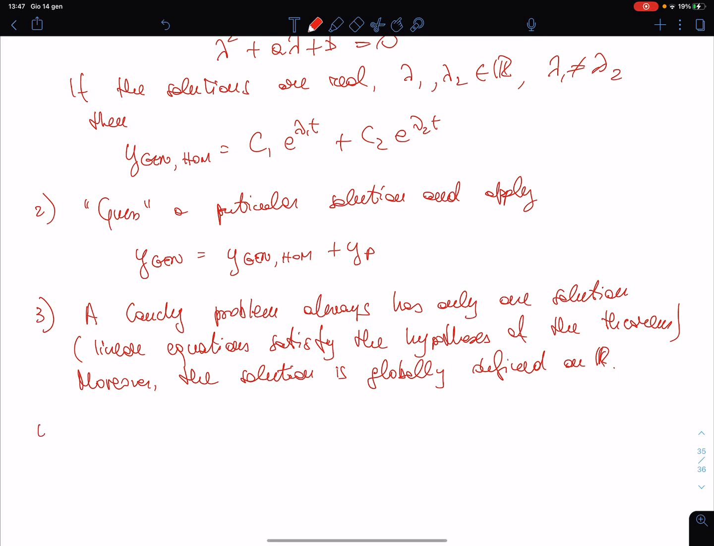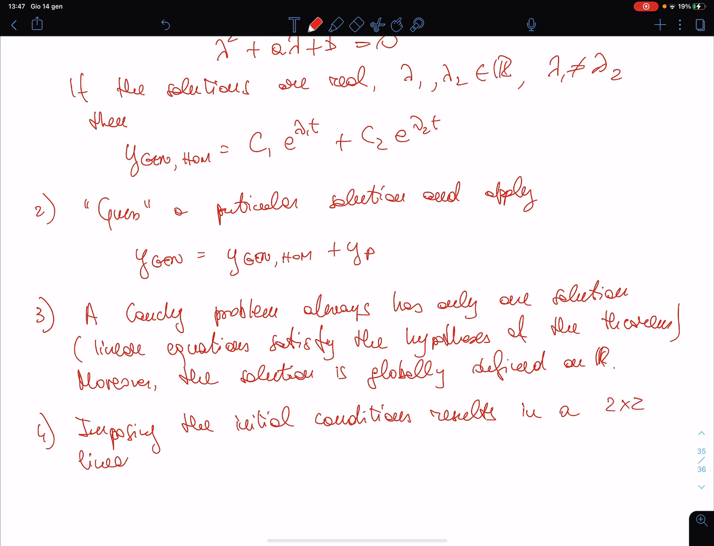Fourth, imposing the initial conditions results in a 2x2 linear system. Very easy.